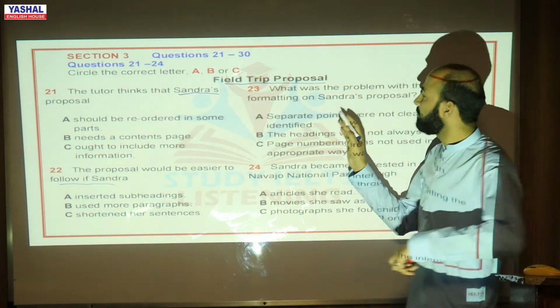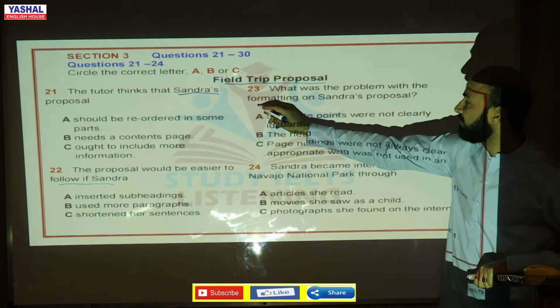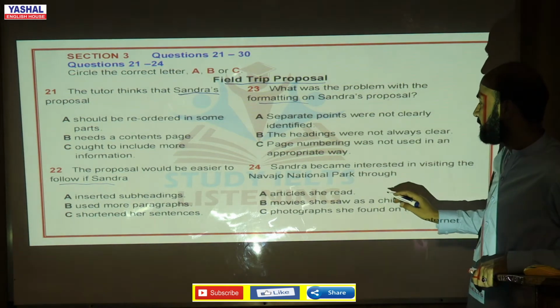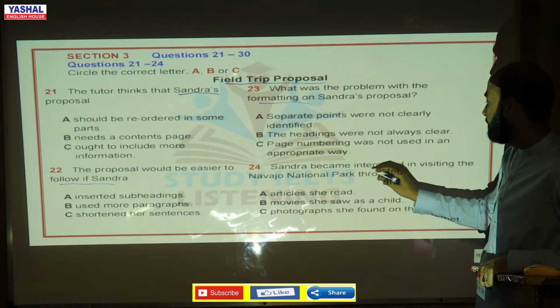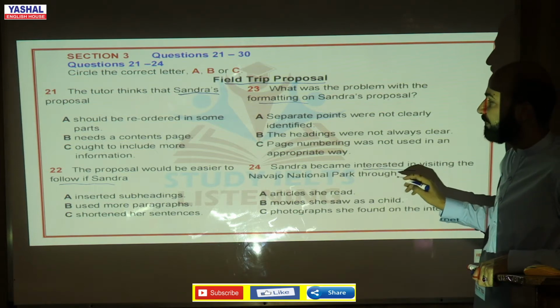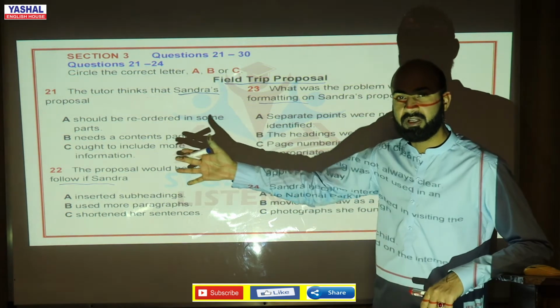Okay. Then what was the problem with the formatting on Sandra's proposal? And then Sandra became interested in visiting the Navajo National Park. Where did her interest develop from? Okay, these are the four questions. Now listen carefully. You have to listen and answer at the same time. Answer questions 21 to 24. Right.